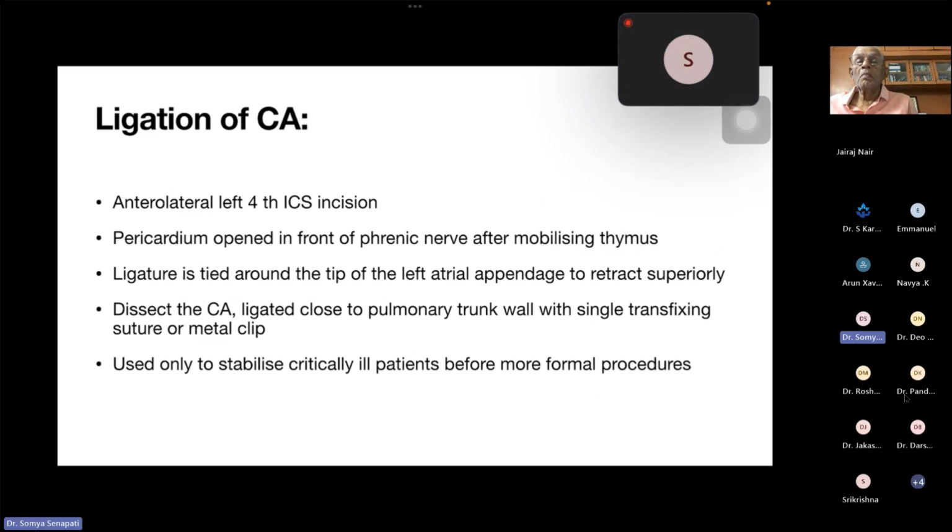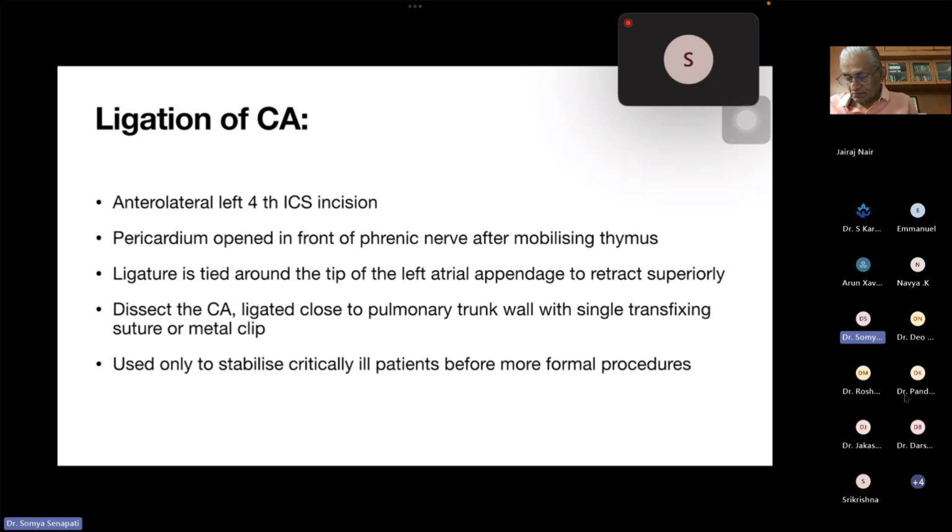Next, we'll talk about ligation of the coronary arteries. This is used only to stabilize critically ill patients, and then we can plan for more formal procedures. So how is it done? An anterolateral left fourth intercostal incision is given. The pericardium is opened in front of the phrenic nerve after mobilizing the thymus. A ligature is tied around the tip of the LA appendage to retract it superiorly.